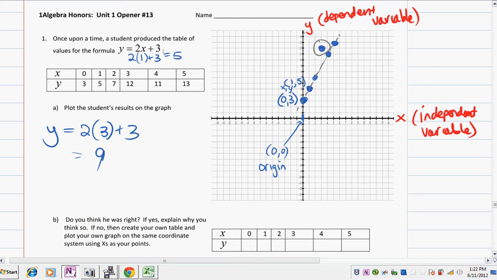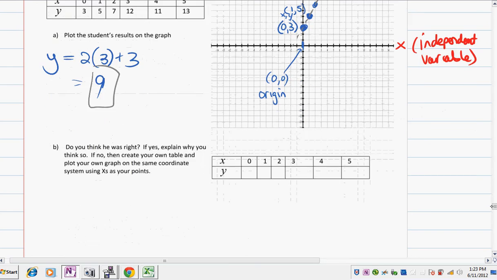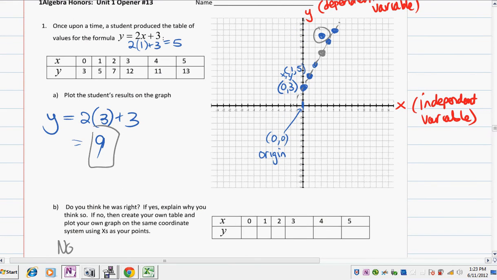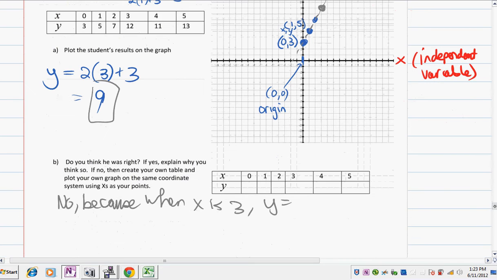So you can see most of these seem to follow some pattern. But there's this one point that doesn't quite seem to follow the same pattern. And as we saw, it should have been 9. Now if it were at 9, it would be right in line with the pattern. So I don't think they were right. No, because when x is 3, y is 9, not 12. So replotting these, 3, 5, 7, 9, 11, 13.